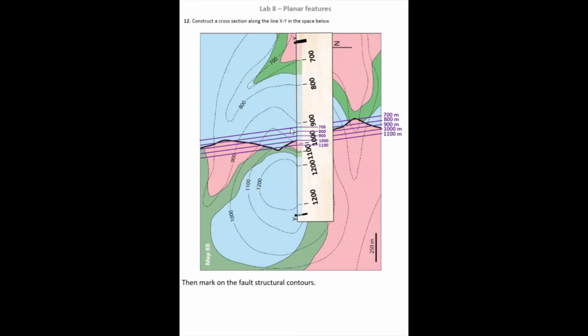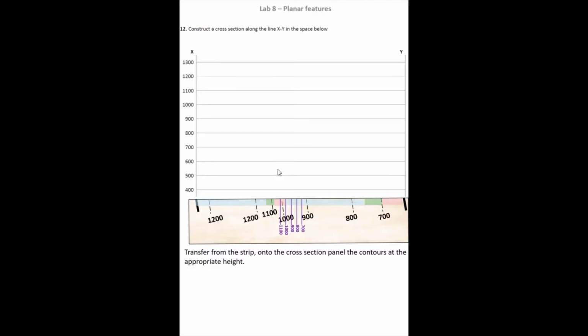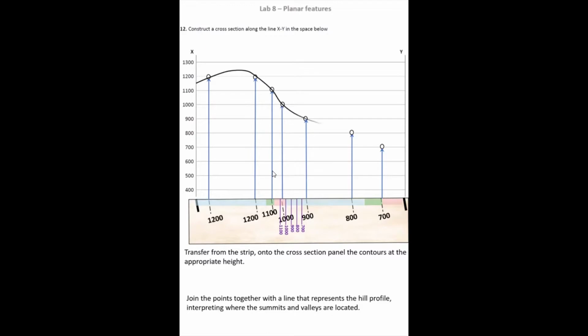Okay, now that I've got all of that data, I can move over to my cross-section panel. And as ever, the first thing that I do is draw my hill profile by adding on all of the points where I've crossed one of my cardinal contours, and then drawing a hill profile line to go through those points. So I've got my hill profile sorted.